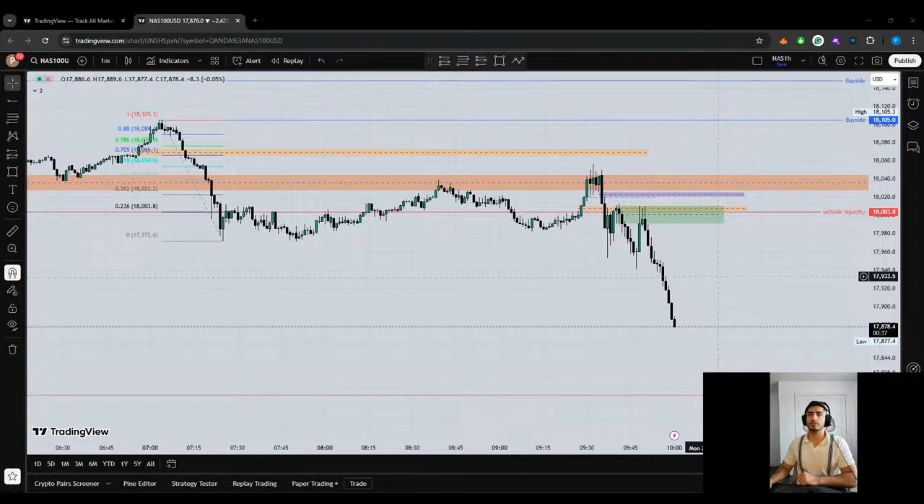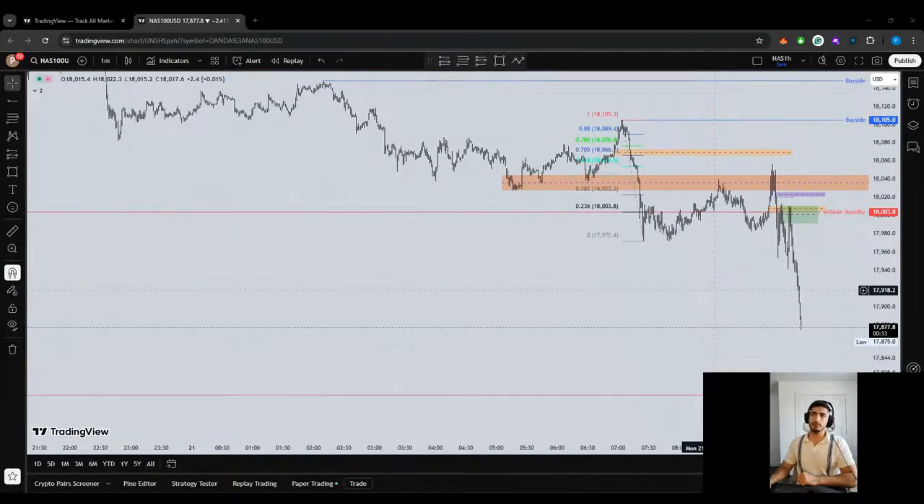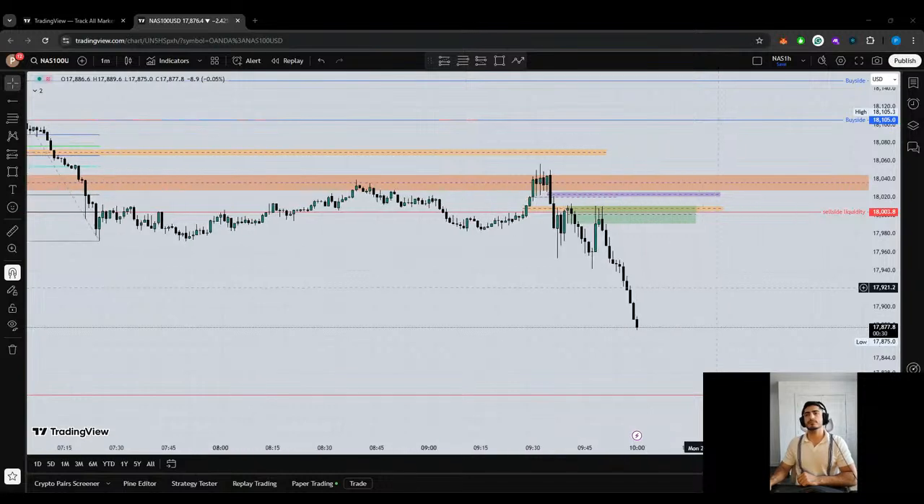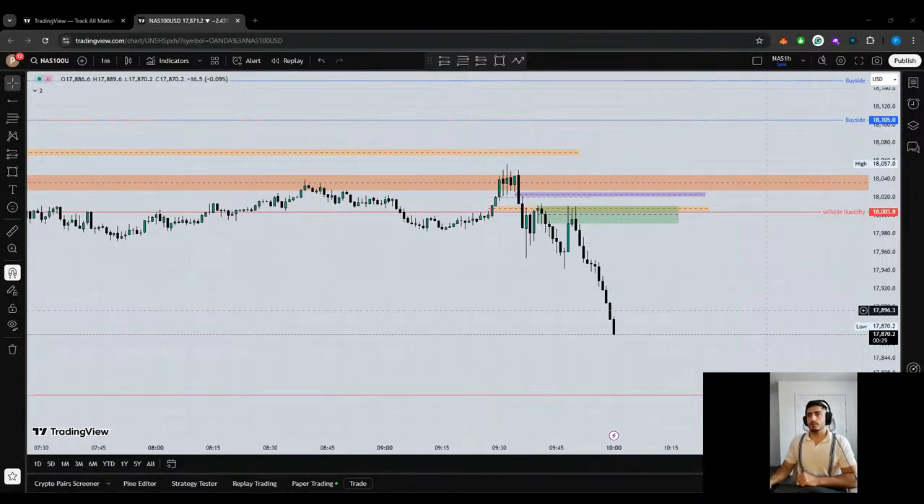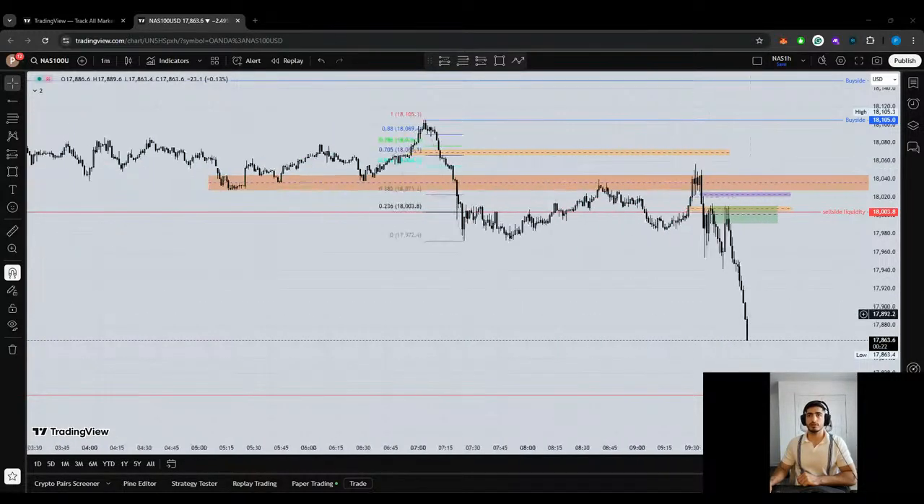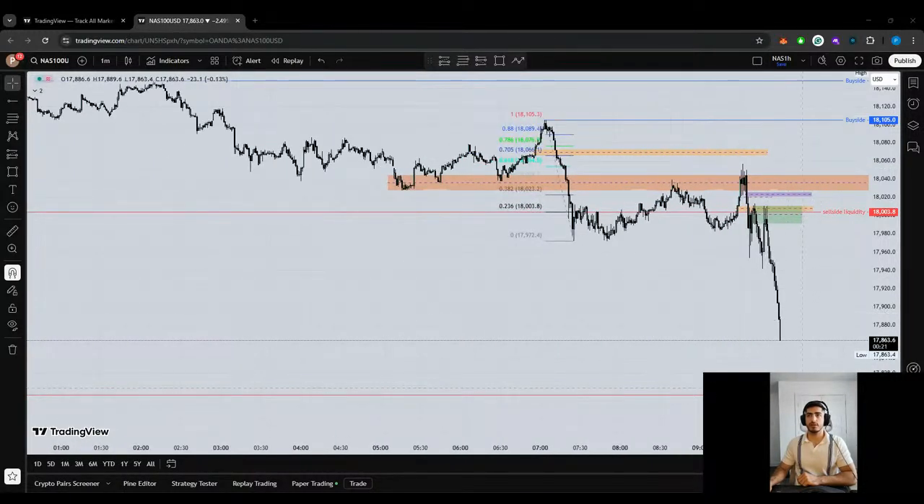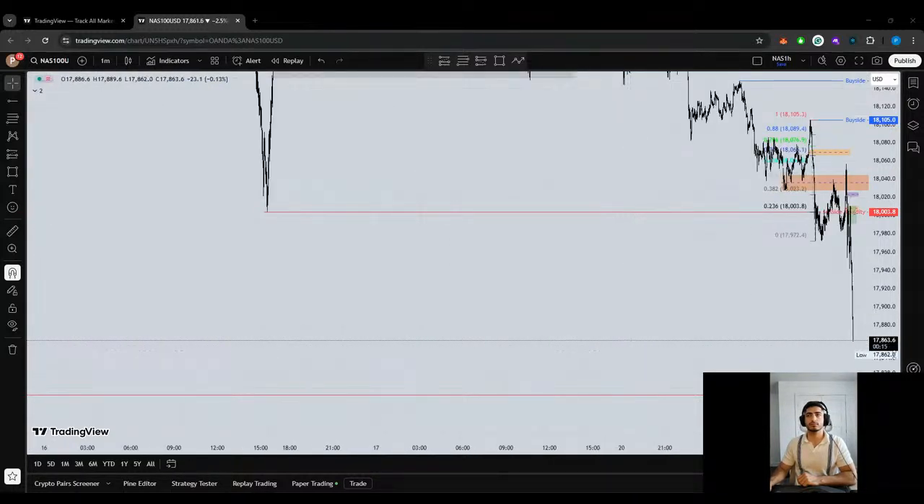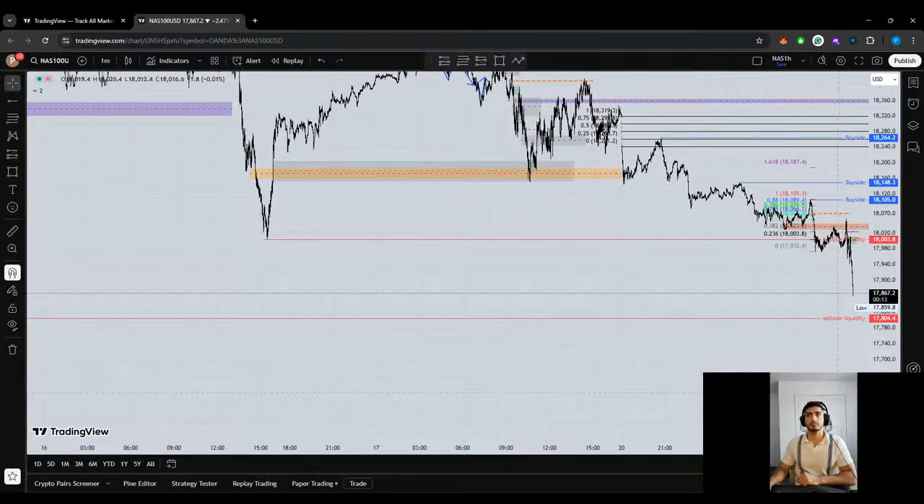But overall, the market's bearish. I don't see why I would enter on the buy side. There's the acceleration. We're getting closer to that sell side liquidity. Maybe that's the last one we need.